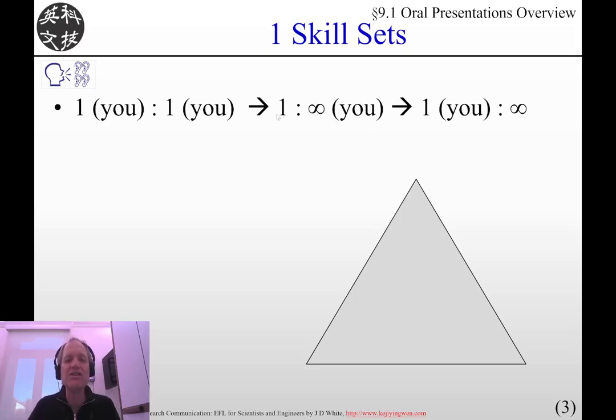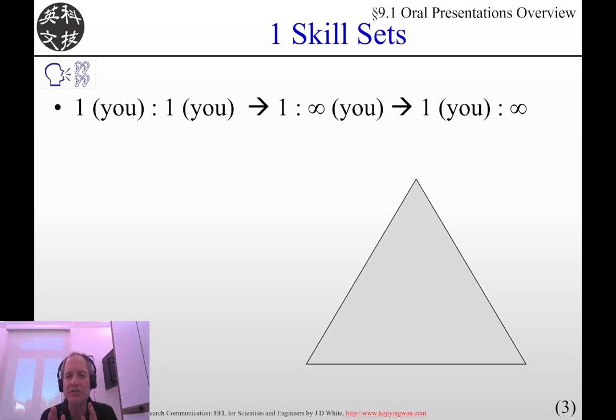In other words, you were listening to one person, maybe me, maybe another teacher talking, but this talk was aimed for everybody in the class. You were just one member of the class. Now, in this class, we're going to be looking at how you communicate with many, many people.